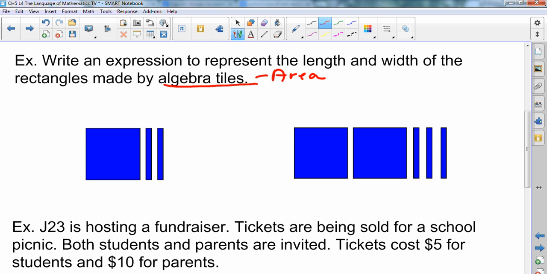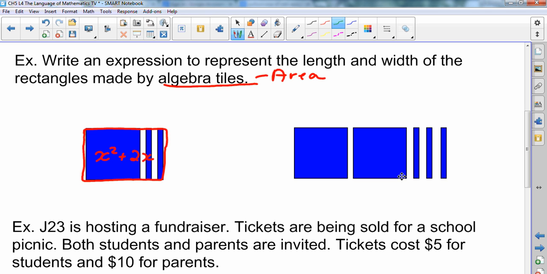And so we want to look at what the length and the width are if this was our rectangle. So this rectangle has an area of x squared plus 2x. Okay, so then we're going to look at, well, what length and width made that rectangle.